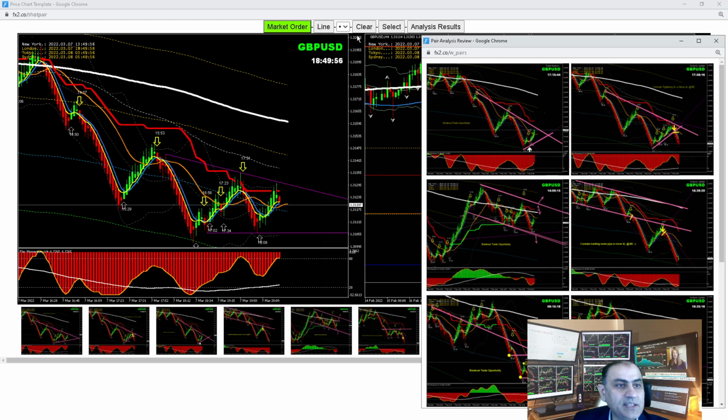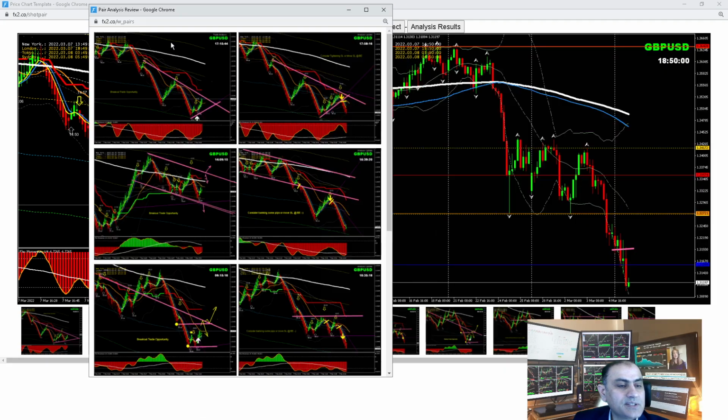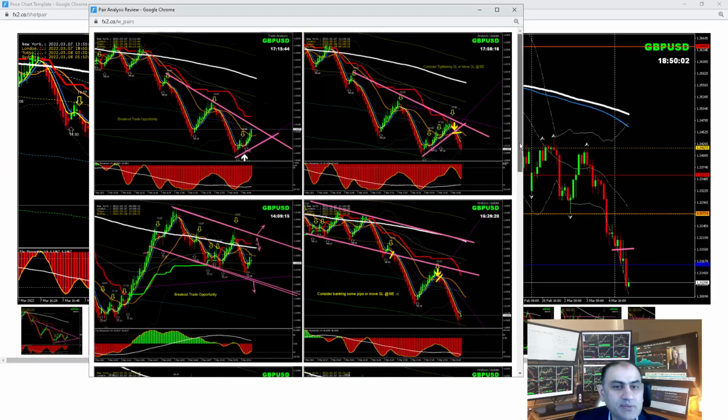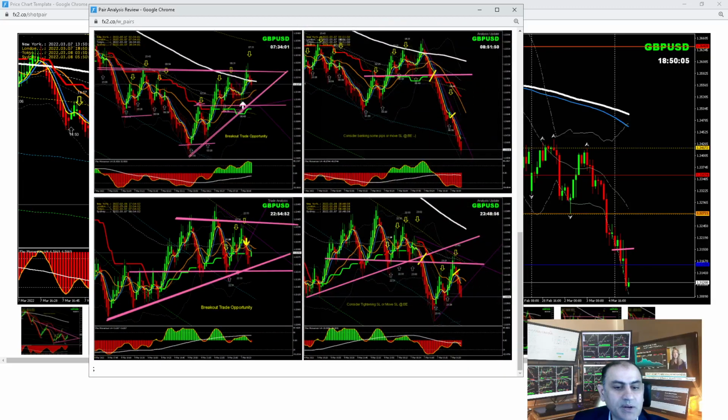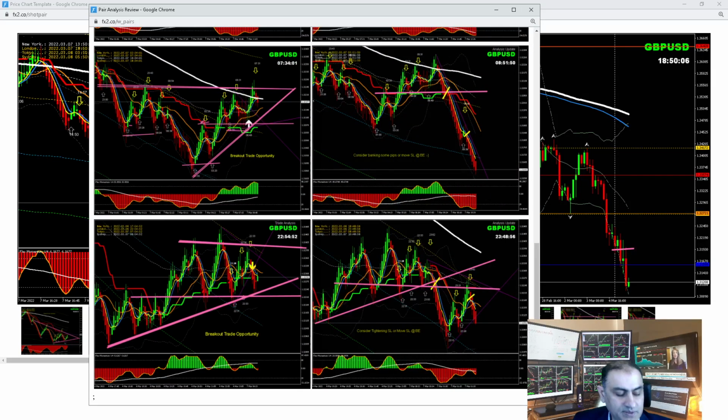And if you look at the intraday system, at the market open, we have this beautiful short trade here, this consolidation. After the breakout, we have another beautiful pullback, bank a few pips at the market open.